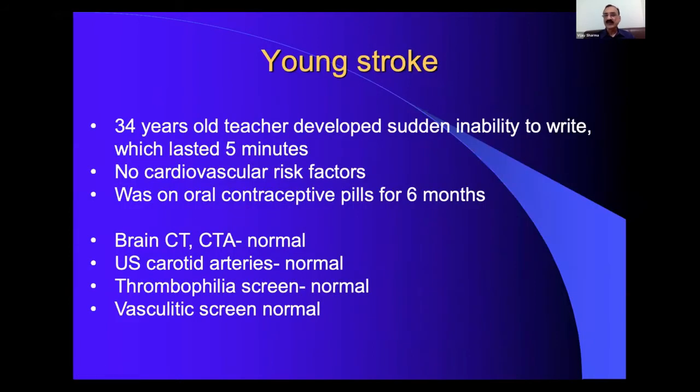Let us talk about young stroke. A 34-year-old teacher, she was teaching and suddenly she could not write on the blackboard. It lasted for 5 minutes, and she came to the hospital. No risk factors except she had started oral contraceptive pills about 6 months ago. A brain CT angiogram in the emergency was normal. We did a color ultrasound, carotids and TCD normal. The thrombophilia screen was normal, the vascular screen normal.